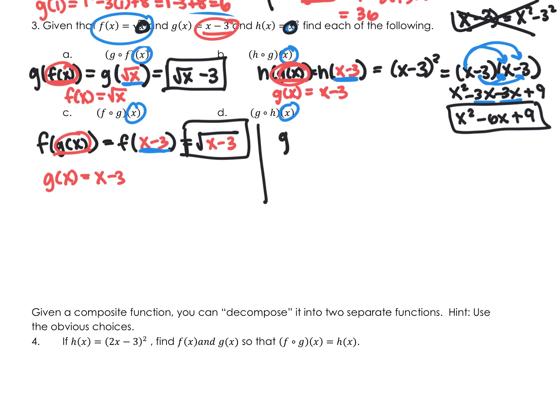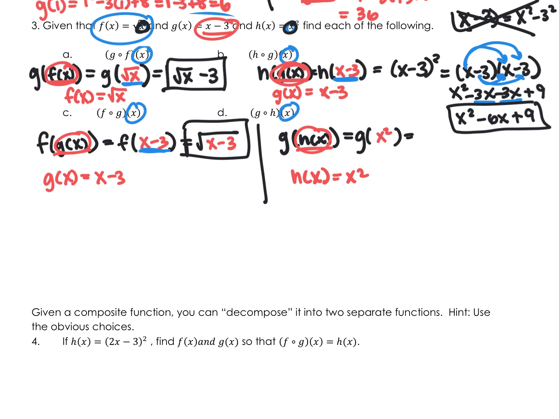For part D here, we're going to be doing g of h of x. We'll start with the inside. h of x is x squared, so we're going to plug that in here.